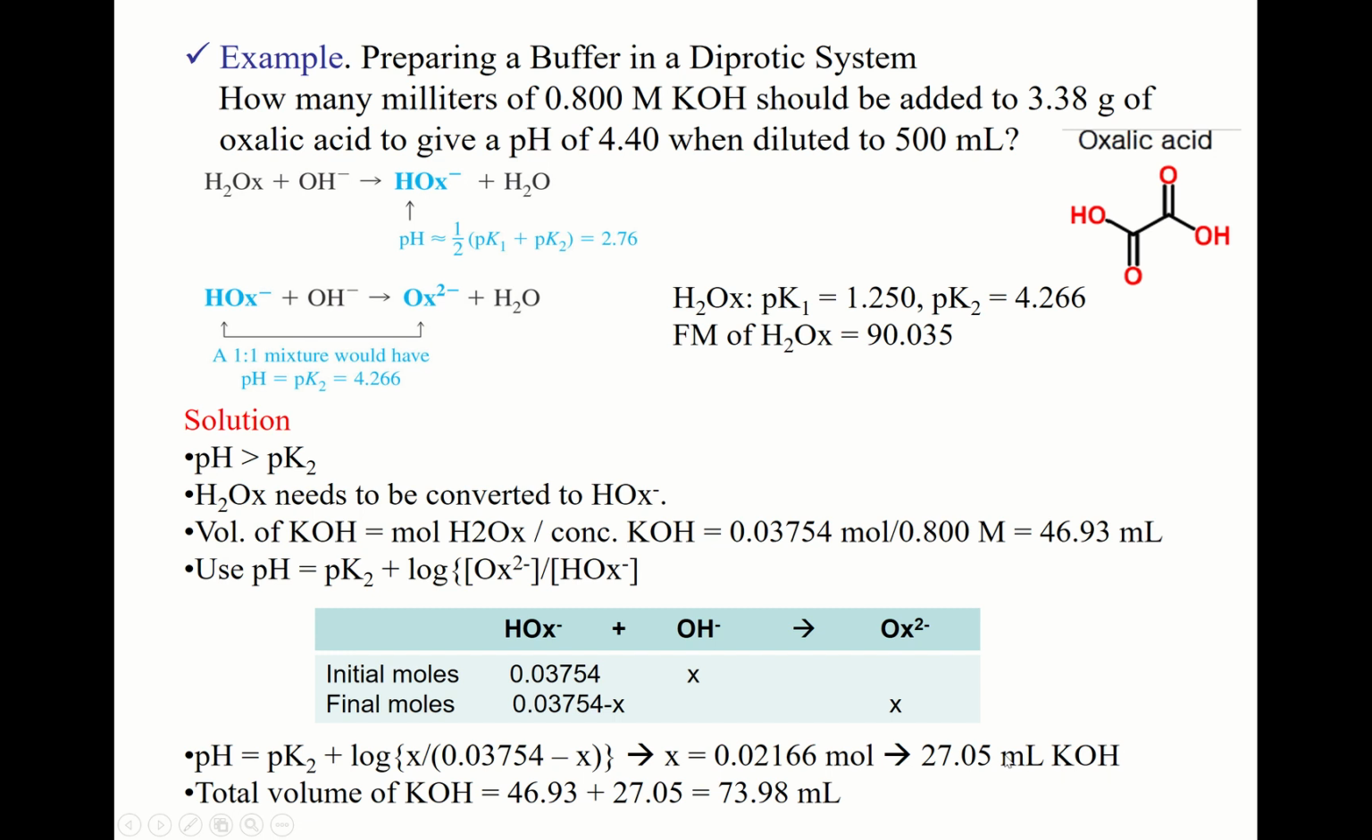So initially we already calculated the potassium hydroxide volume, and then we have to add this much. So the total volume of potassium hydroxide is the sum of this volume and this volume, which is 73.98 milliliters.